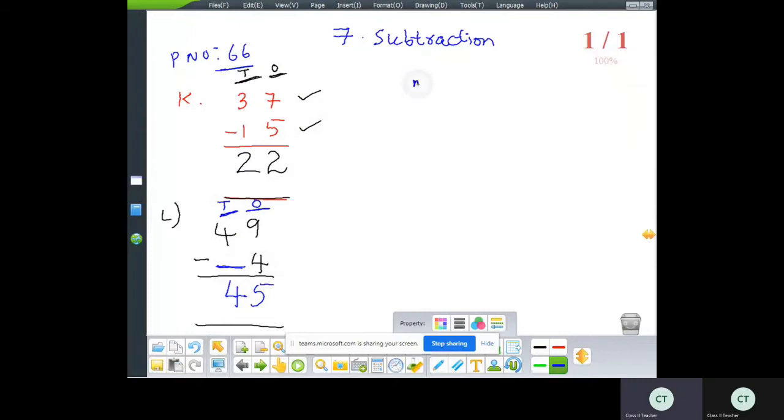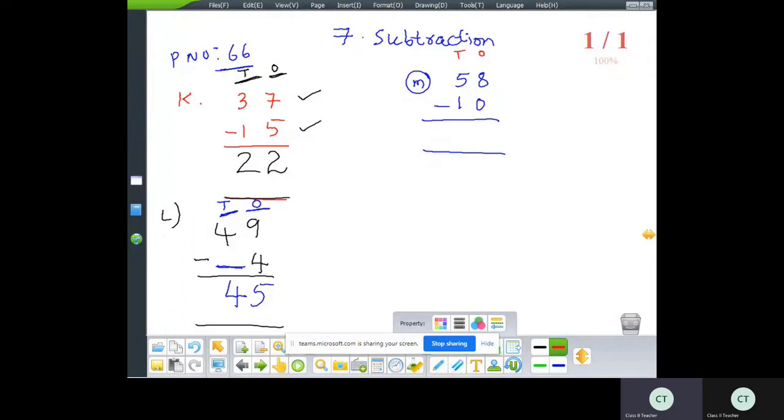Now, problem M. 58 minus 10. It means we have to subtract 10 from 58. Now we write the place values 1 and 10.